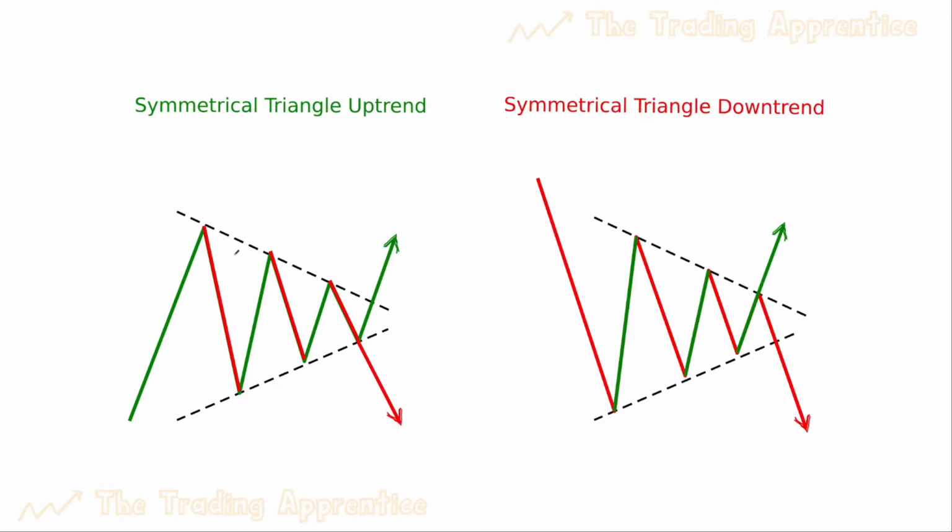One bilateral pattern would be the symmetrical triangle. Here, coming from an uptrend, we have this consolidation phase, and the most likely outcome is that the breakout would be to the upside, but it could also go to the downside. Here in a downtrend, the exact same thing. The most probable thing would be a breakout to the downside, continuing with the trend, but it could also go the other way, to the upside.